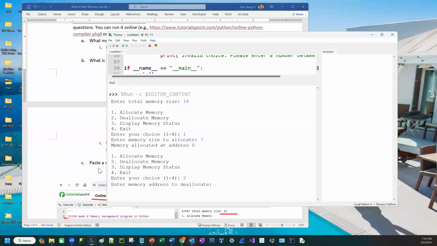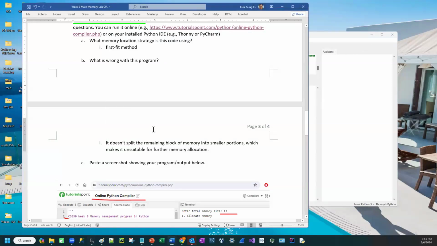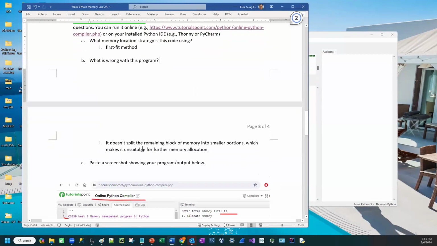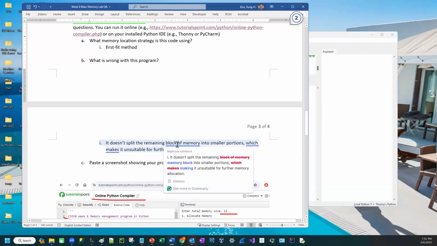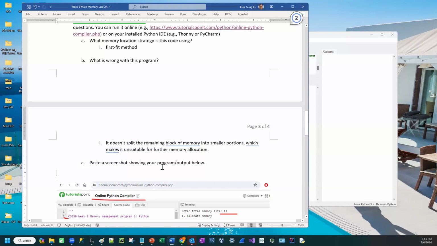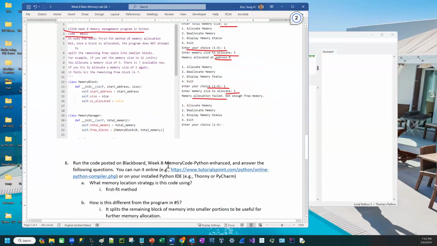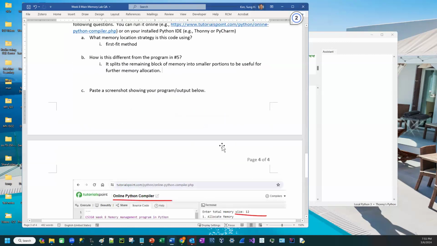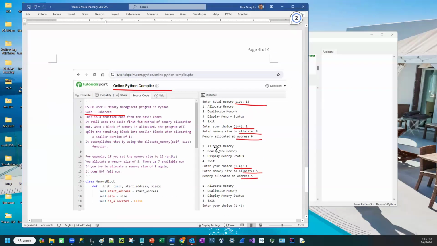So basically, all I want you to do is run the code and play with it, and you can also deallocate the memory too. But see that there is a little bit of an improvement in the second code. Both of them are using the first fit method. And what is wrong with this first one? It doesn't split the remaining portion of the RAM, and so it doesn't work too well, right? But if you run the second one, it's still using the first fit method, but it splits the remaining block into a smaller size, so that it allows you to use the remaining processes.